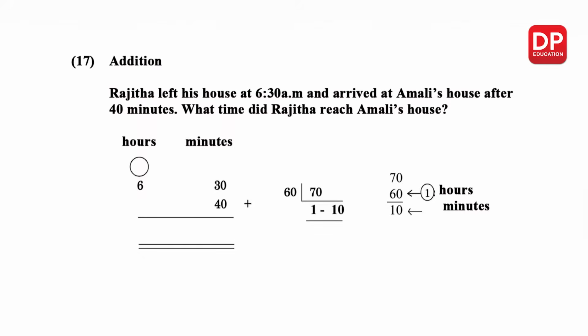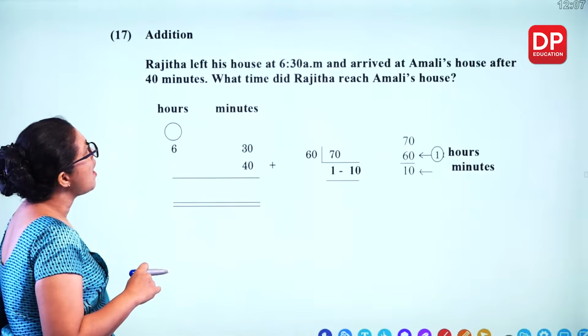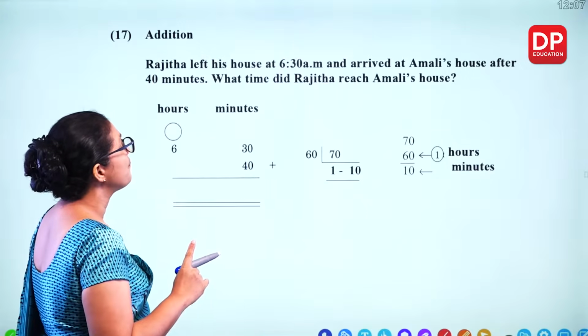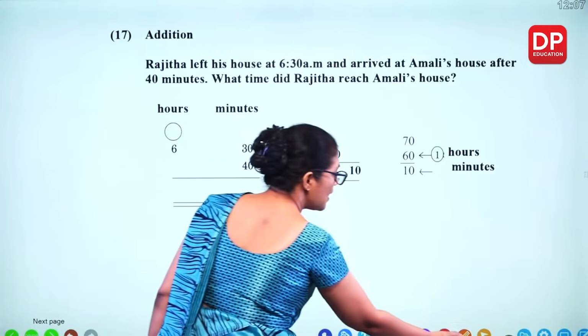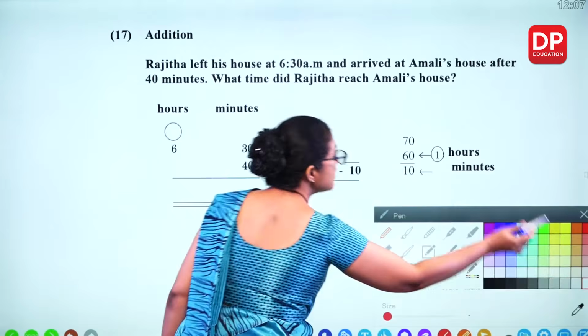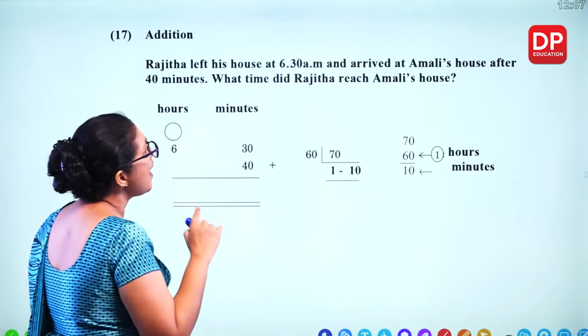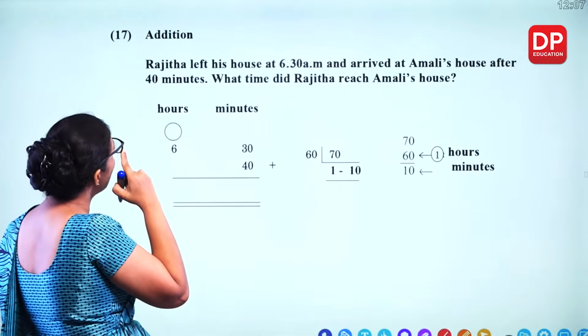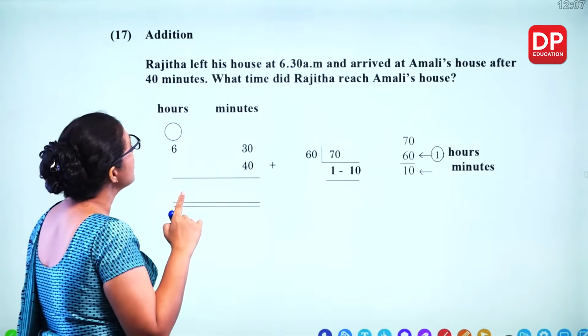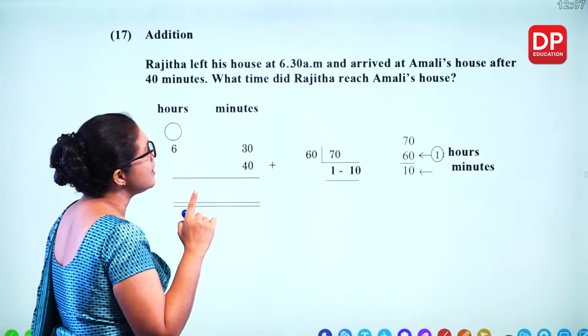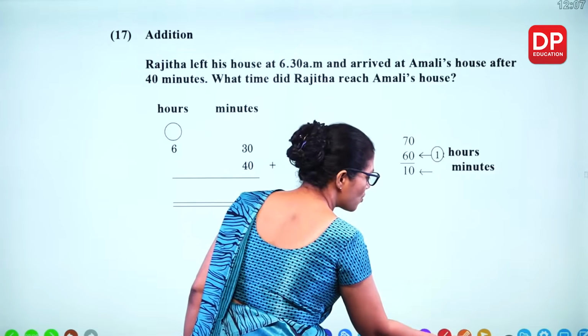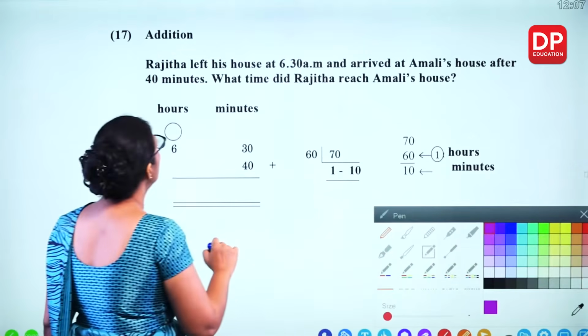Now we'll look at how we add different times. Rajitha left his house at 6:30 a.m. So 6:30 we have to write with 1 dot, and arrived at Amali's house after 40 minutes. What time did Rajitha reach Amali's house? So what do we do?